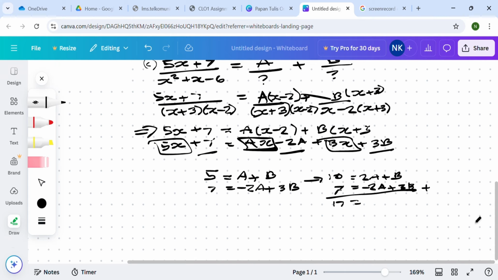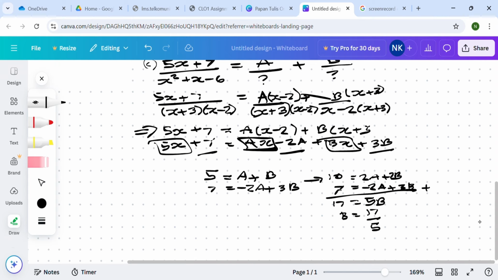b plus 3b equals to... Wait, sorry, is it 3b? Oh, sorry, this should be 2b, right? 10 equals a plus 2b. So b plus 3b equals 4b... That means b is equal to 17 over 5.